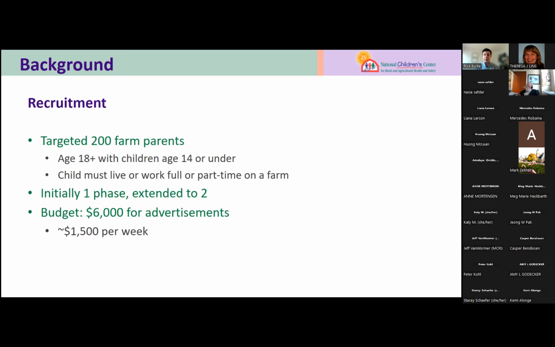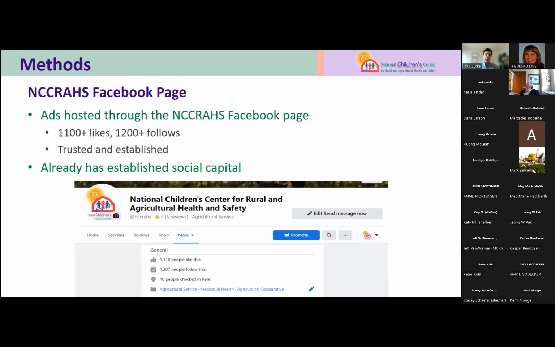And so our initial budget was $6,000 for the advertisements on Facebook over the course of 4 weeks, which worked out to about $1,500 a week. These ads were hosted on the Children's Center Facebook page, which is already well established with over 1,000 likes and follows. It has pretty good social capital, we think, with the communities that we serve. We do post there about once every work day. So we are regularly engaging with the community on this platform.